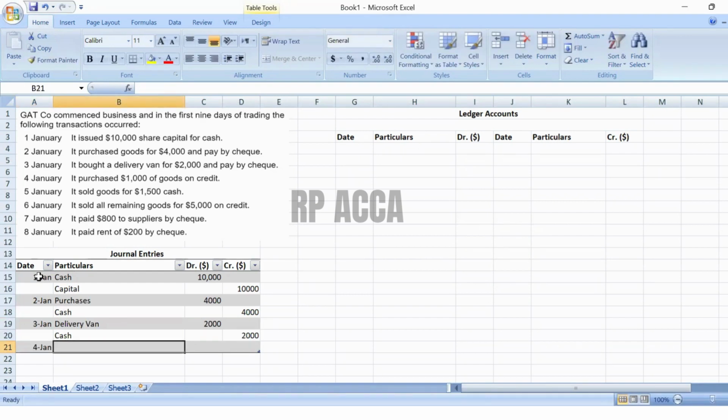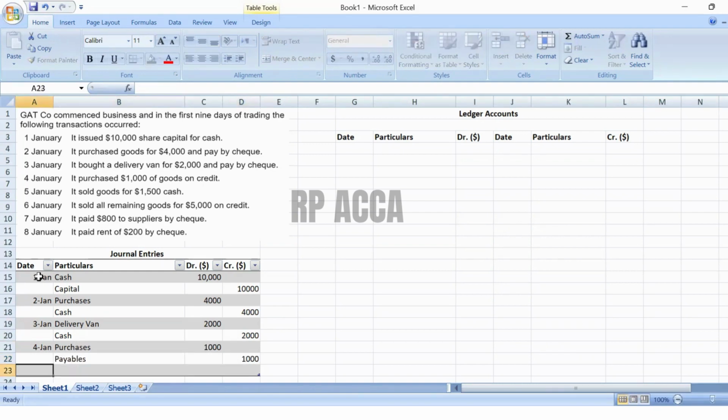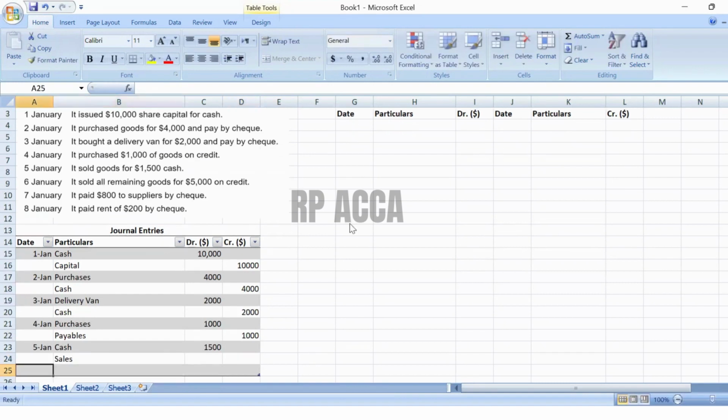On the 4th of January, we have purchases on credit, which creates a liability. So increase in purchases debited and increase in payables, which is a liability, credited. On the 5th of January, there's a cash sales. So cash debited and sales credited. On the 6th of January, there's credit sales of the remaining goods, which creates an asset called receivables. So, receivables debited and sales credited.